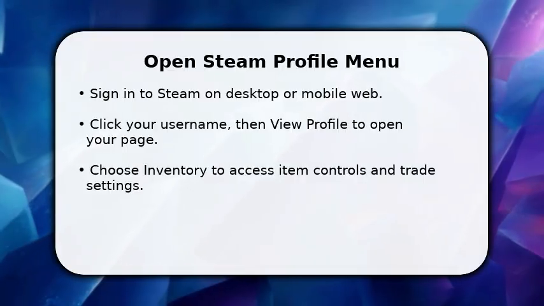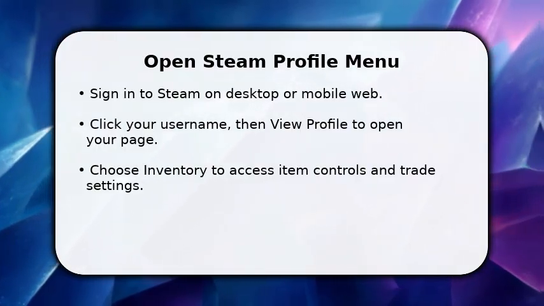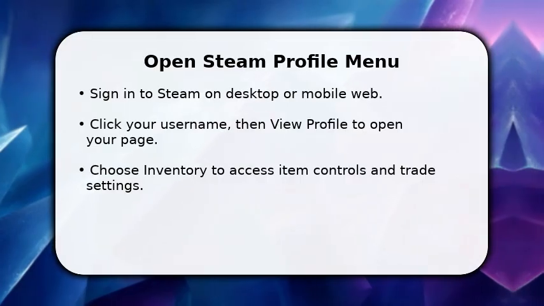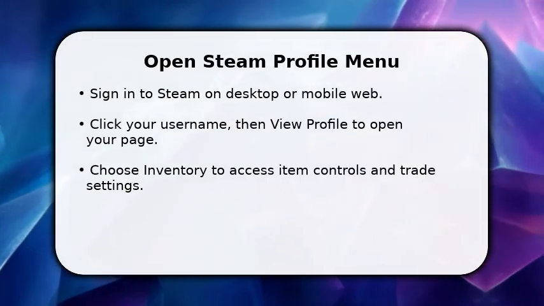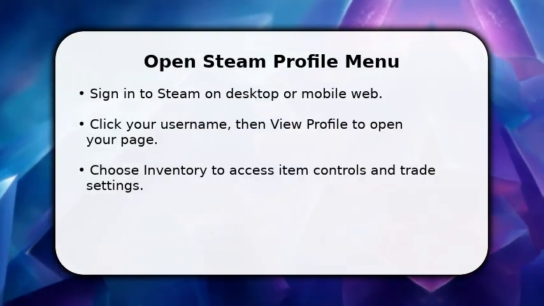You start by signing into Steam where you normally do your trading. Once signed in, click your username and choose View Profile. This opens the controls tied to your identity. Then select Inventory. This step is essential because trade settings live with your items.